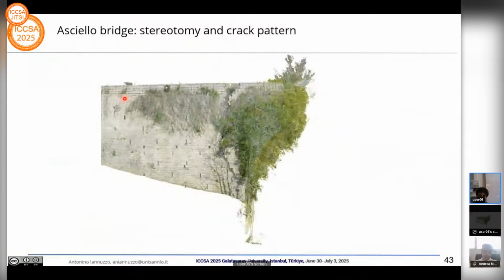Zoom in on the stereotomy. You may see that this is another issue we had: there was a lot of vegetation, and it was technically impossible for us to understand correctly the boundary of the structure. This is the crack pattern that tells us that there is more or less a clockwise rotation, maybe right after the collapse. The stereotomy is quite regular, essentially.